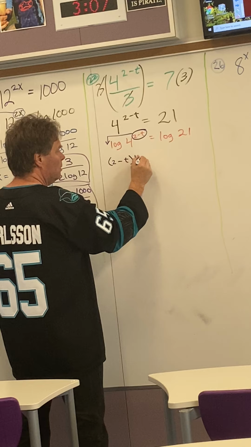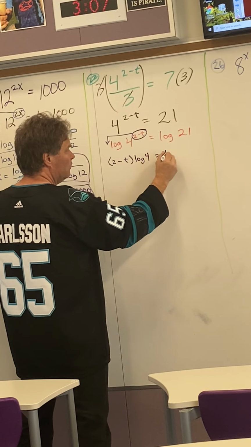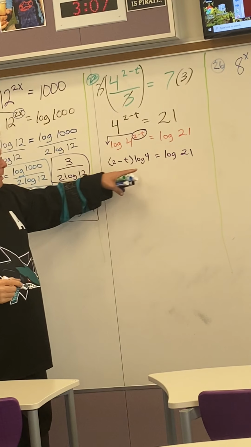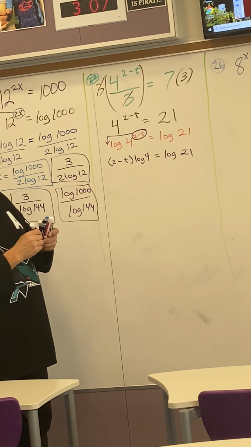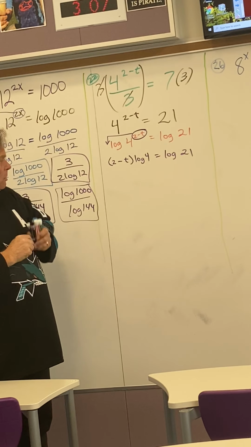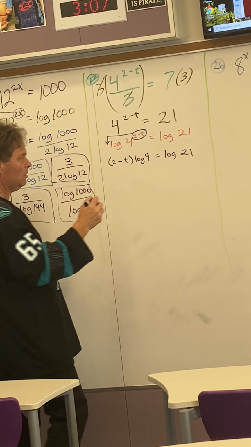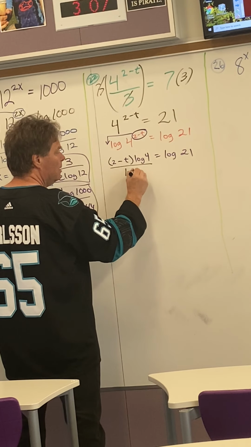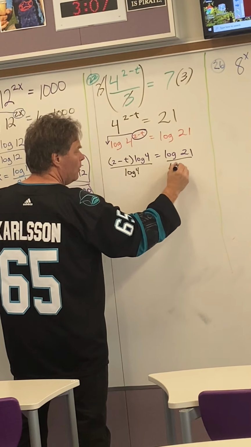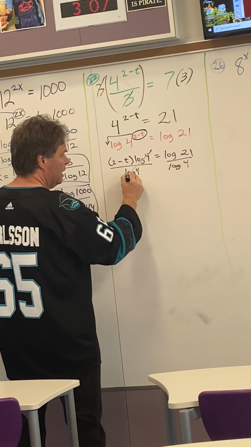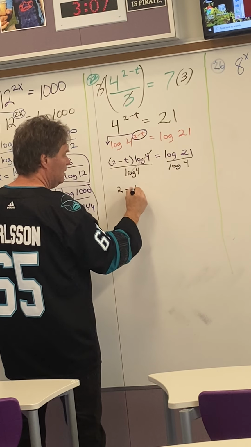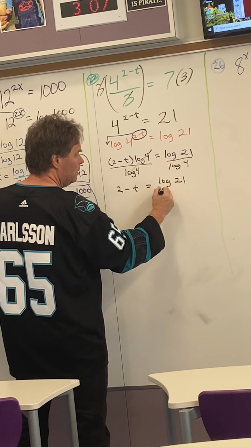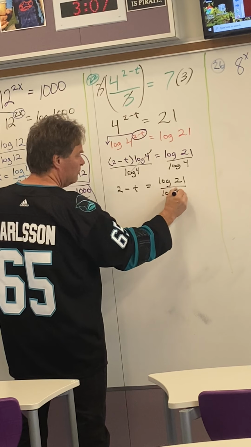parentheses right here. (2 minus t) log 4 equals log 21. Because it's that quantity times log 4. So I would have to distribute the log 4 to both of those if I wanted to distribute it. But you know what I'm going to do instead? Instead of distributing the log 4, I'm going to say, hey, I can divide by log 4, like that, which will cancel that. And then I get 2 minus t is log 21 over log 4.